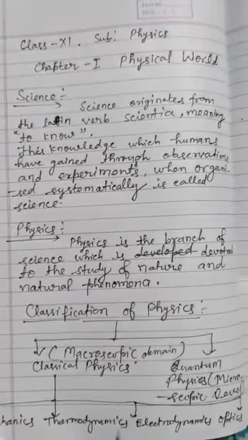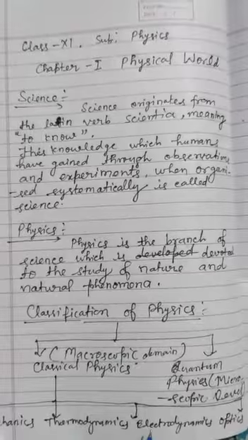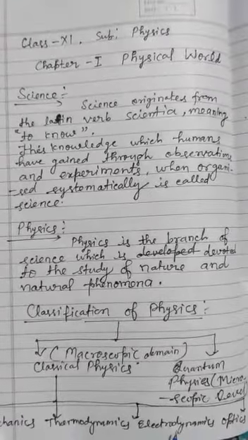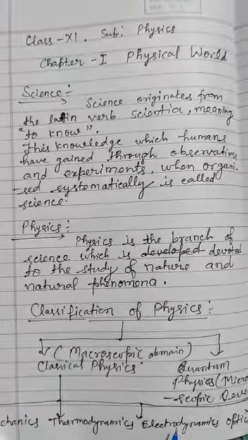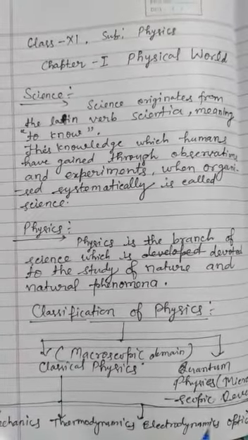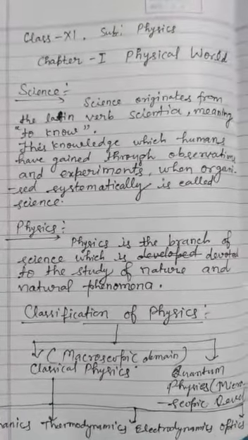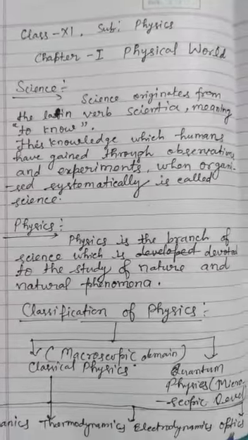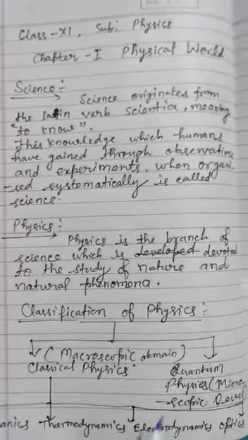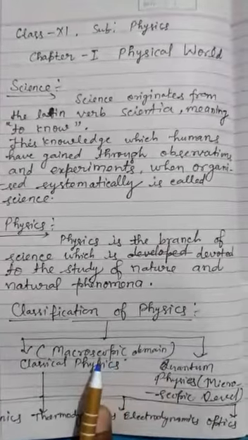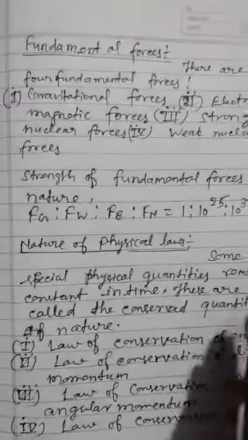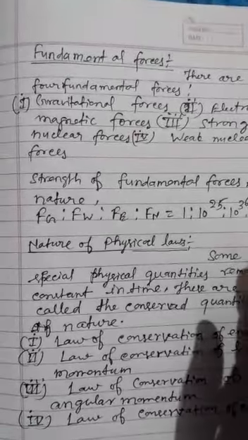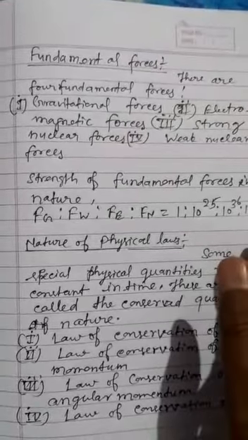Electrodynamics is the sub branch of physics which deals with electrostatics and magnetism both. And optics is the sub branch of physics which deals with the study of light and its phenomena. And now we will discuss some topics of the fundamental forces.